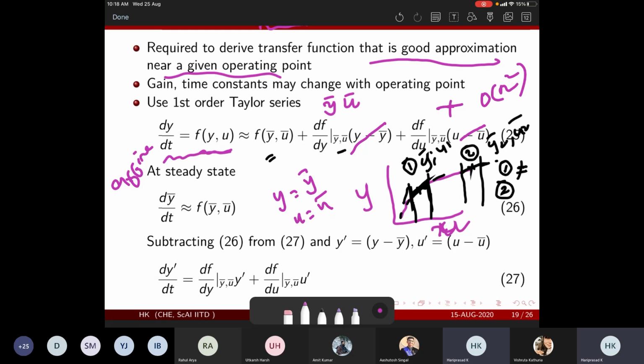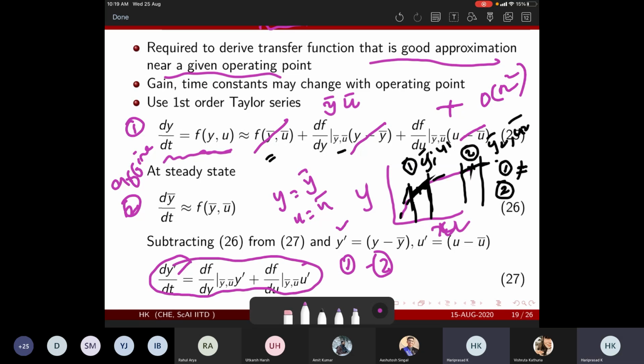Okay, so now coming back to our case, our procedure was that our model should be able to match the static and dynamic mode. So we will again do this subtracting business, 1 minus 2. So the affine term would cancel out. Y minus y bar, let's call it y prime, u minus u bar, let's call it u prime, and of course dy minus dy bar becomes dy prime. So this is the linearized ODE, and we know how to deal with this linearized ODE.